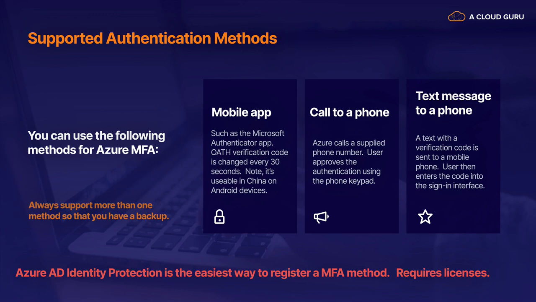Note you want to always support more than one method in case one fails. For example, if you're using a mobile app, you might want to make sure that you have a call to a phone available as well. That way, a regular phone technically can be used to give you multi-factor authentication where a mobile phone may not. Also, Azure Active Directory Identity Protection is the easiest way to register a multi-factor authentication, but it does require a license, so do keep in mind that that's got to be done.